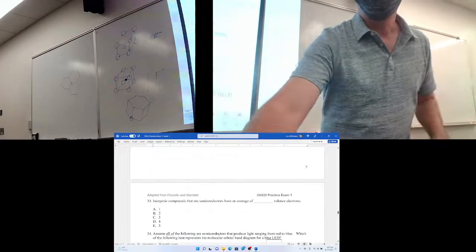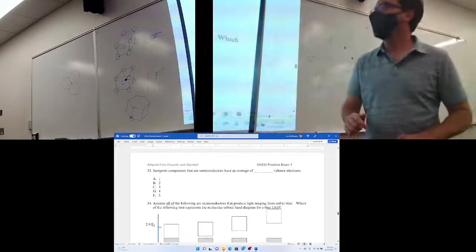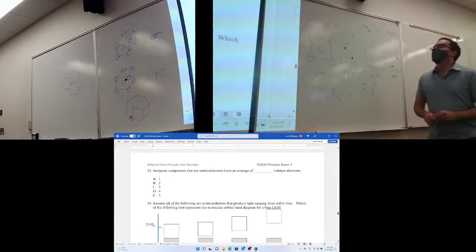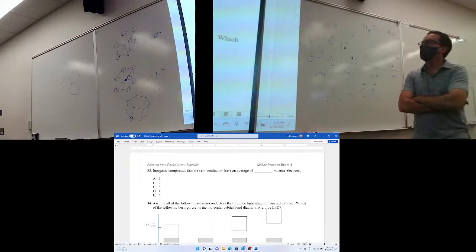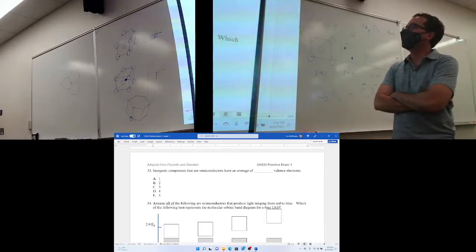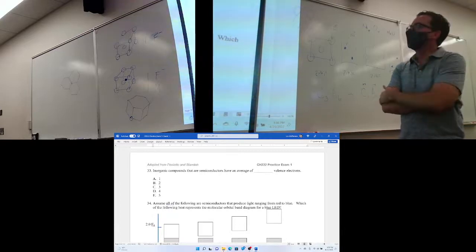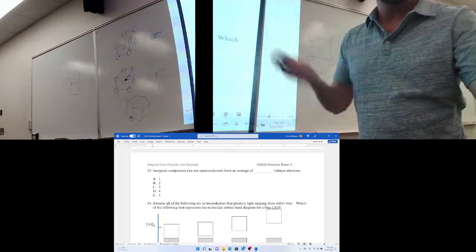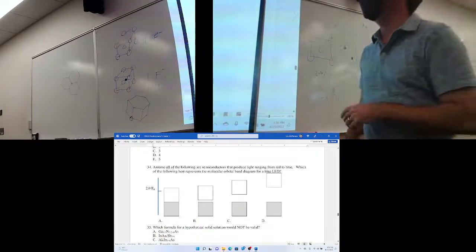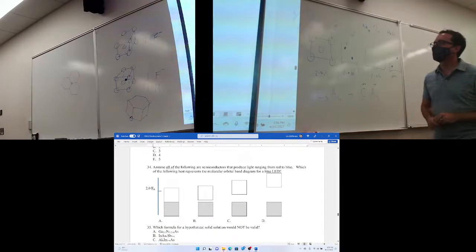Which we haven't done yet, but it's in the examples too. Alright, number 33, inorganic compounds that are semiconductors have an average of 4 valence electrons. Yeah, that's kind of what we're assuming. There's going to be exceptions, of course, but that's what we've been looking at. Those are the common ones.